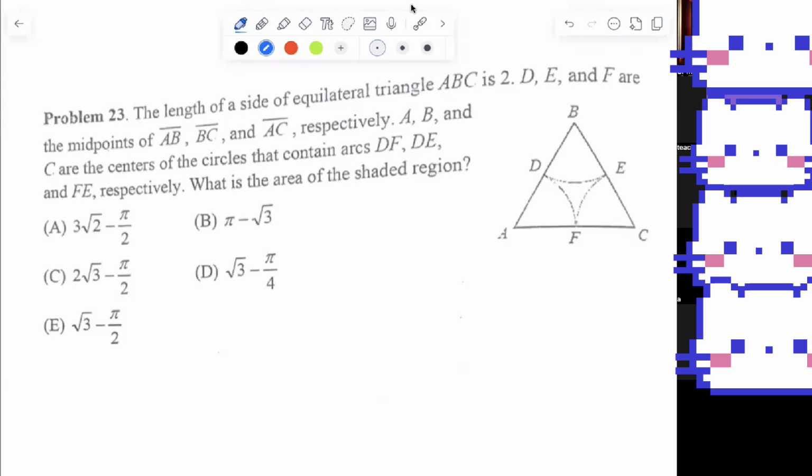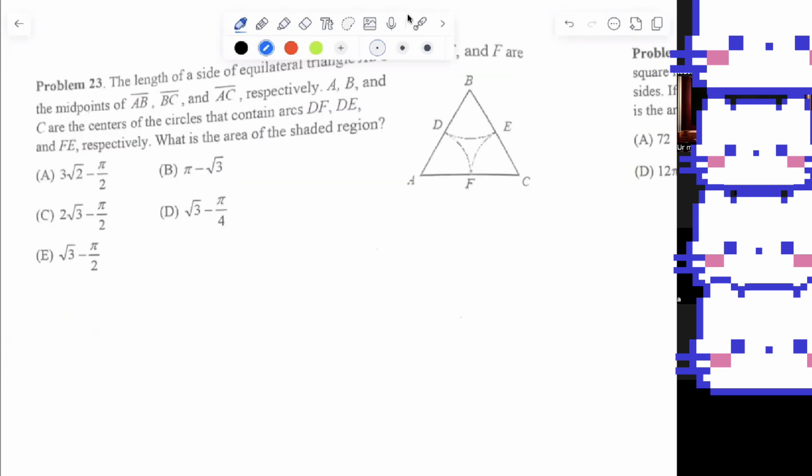Where is the shaded area? Is it the middle or is it just one of the quarter pies? So basically, the shaded area is the center, actually. So I'm going to draw it out. The center. This part. Okay? Is this good?